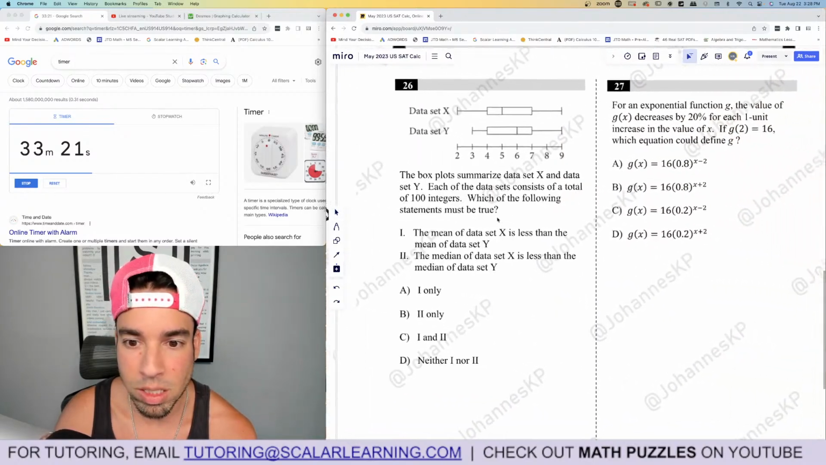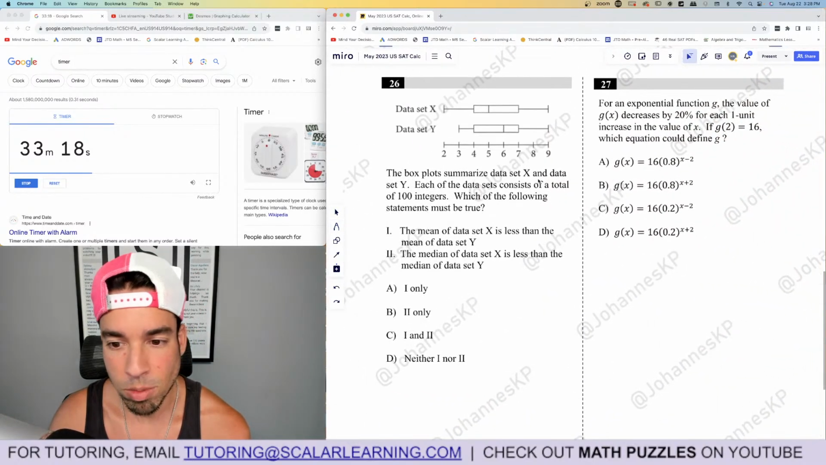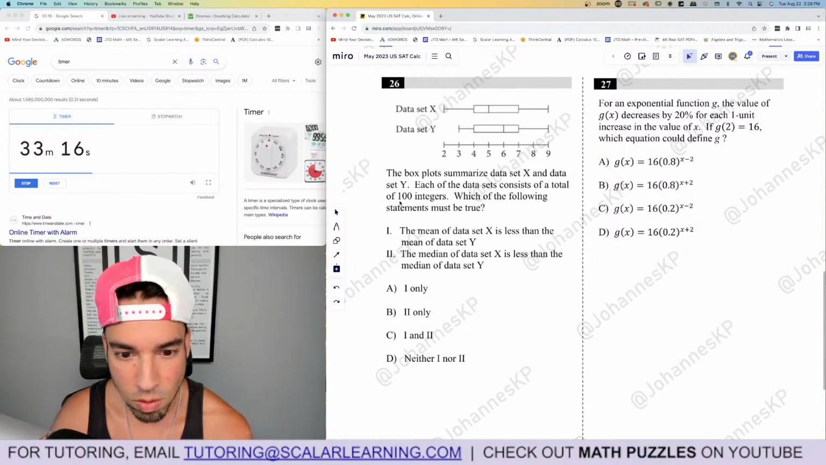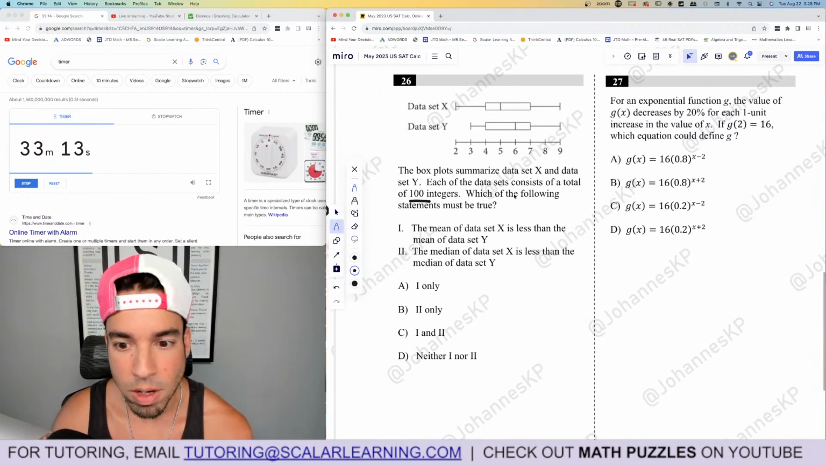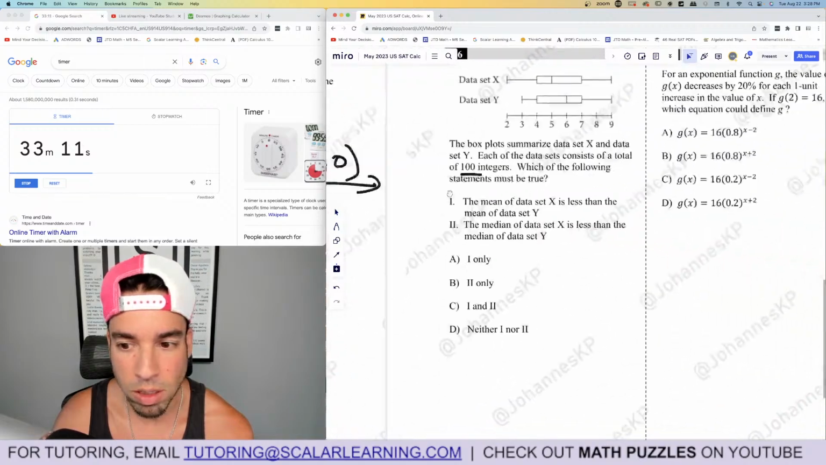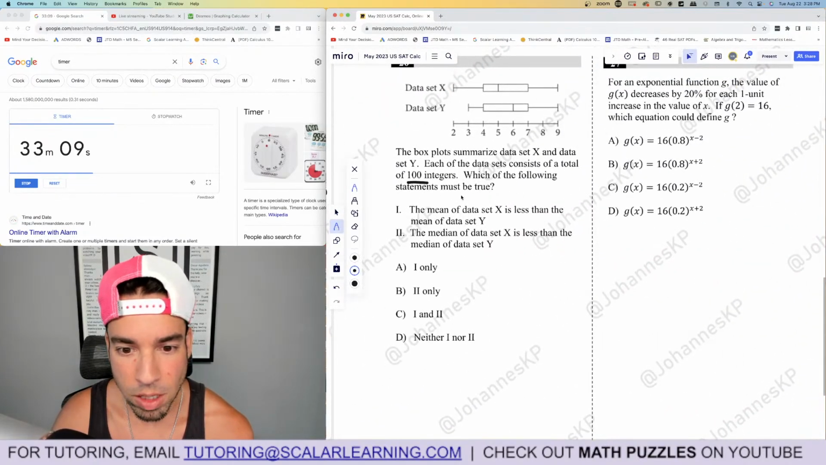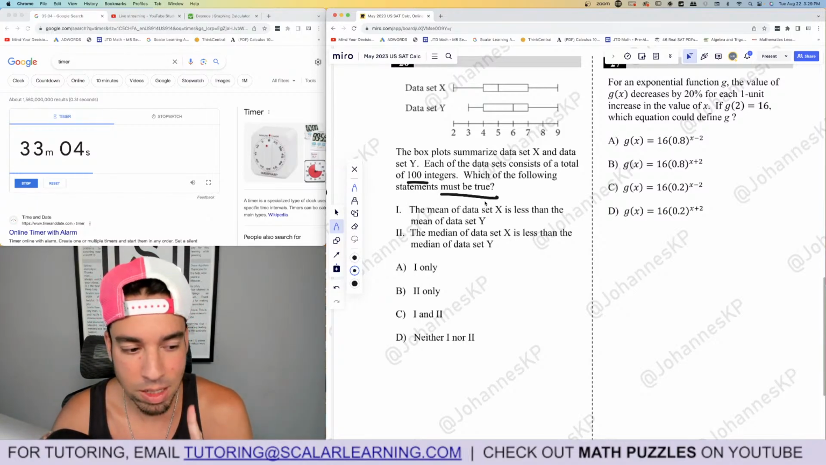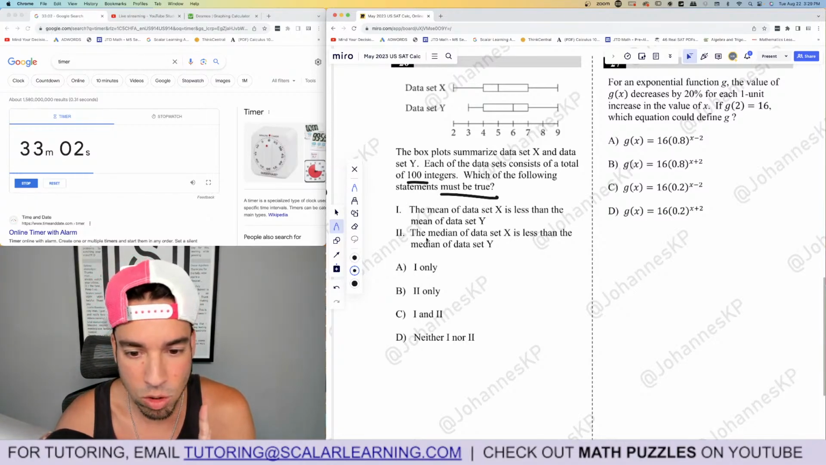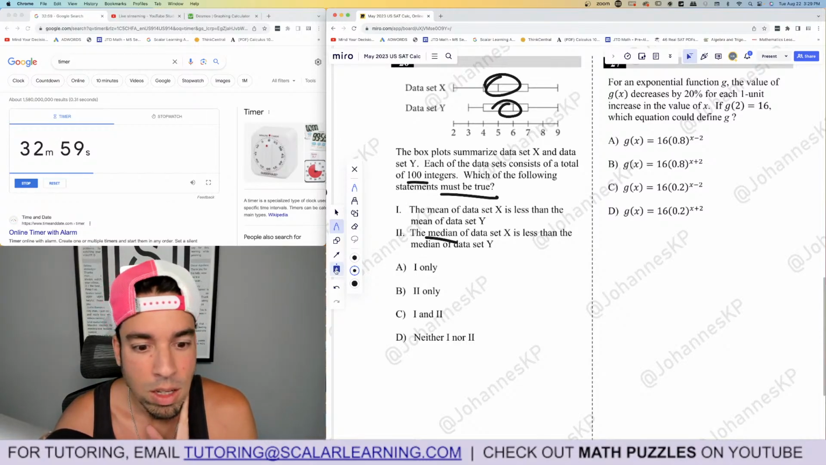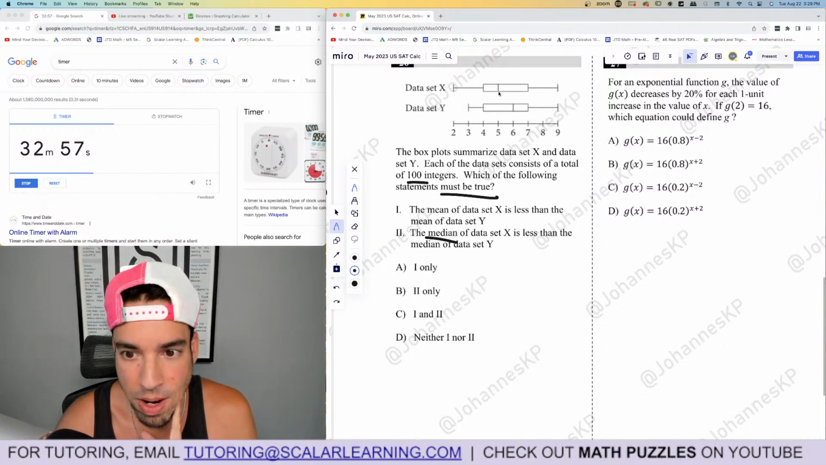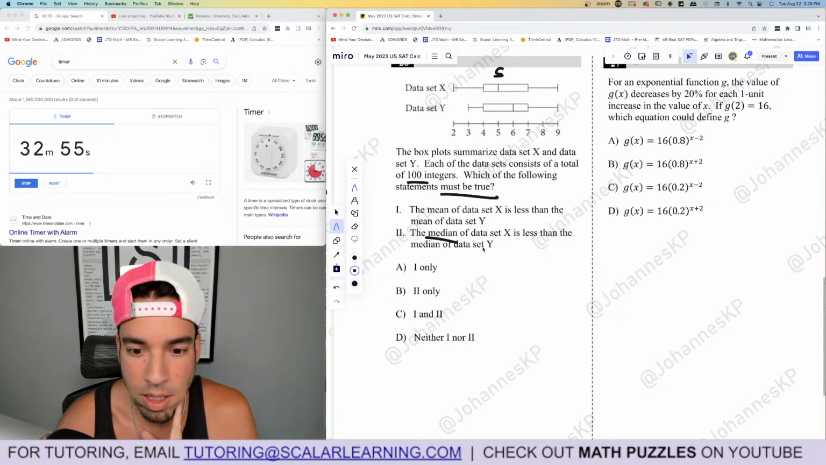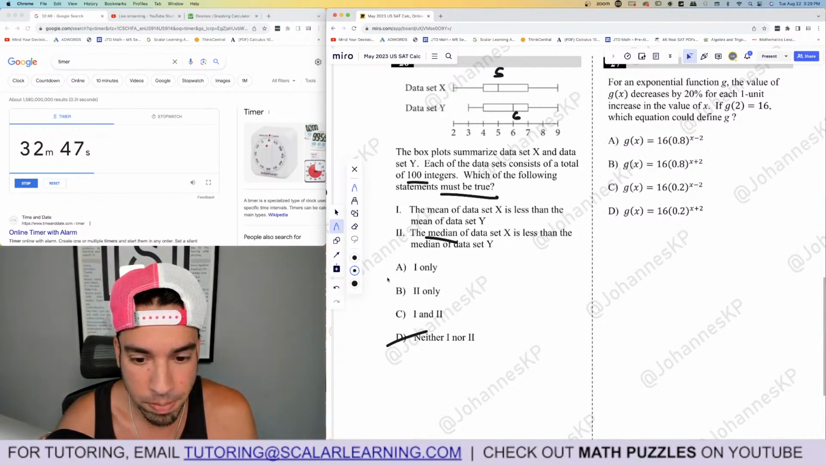Boom, done. 26. The box plot summarizes data set X, Y, 100 integers. Let's underline that, right? And let me just make sure I didn't move anything. Yeah, I didn't. Okay. Which of the following statements must be true? Let's not talk about the mean yet because these aren't great for looking at means, but they are great for median because median is that center line. The median of X, which is 5, is less than the median of data set Y, which is 6. That is true. So 2 is definitely true.